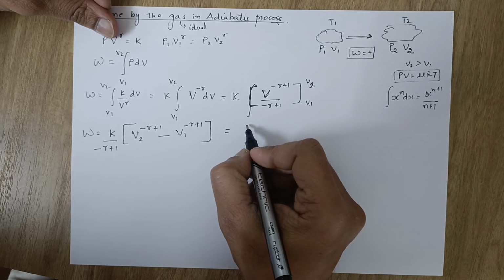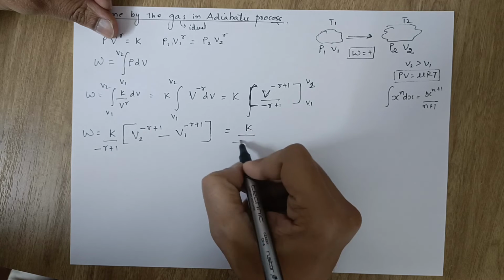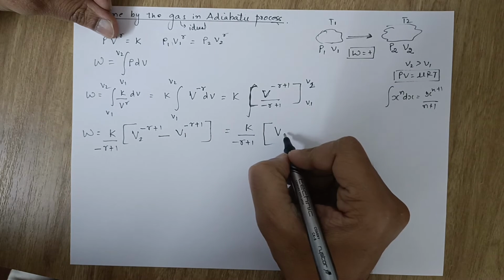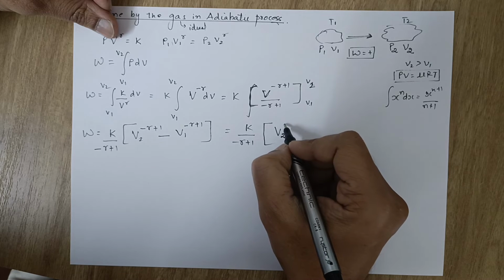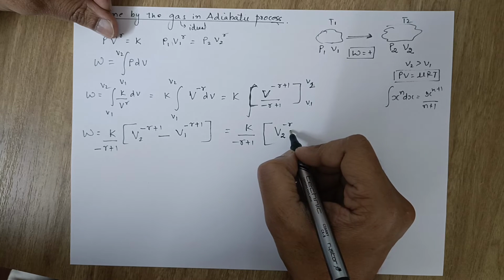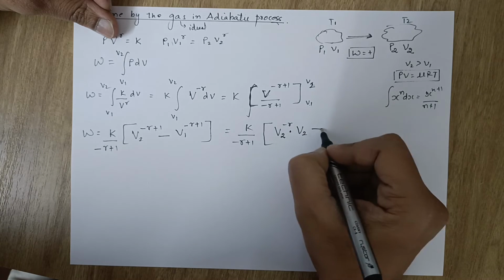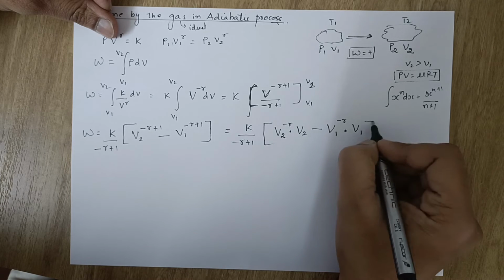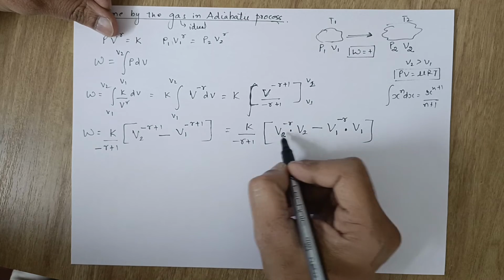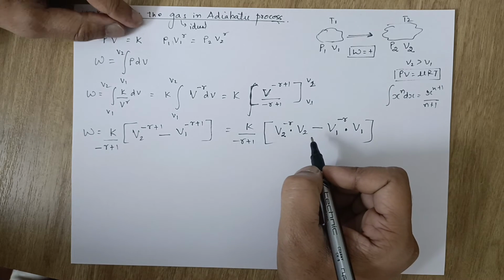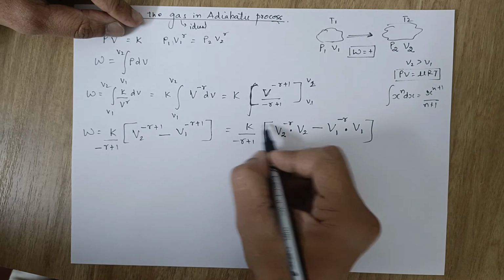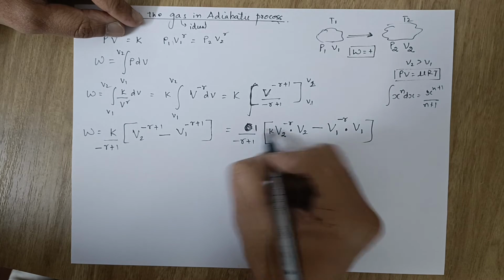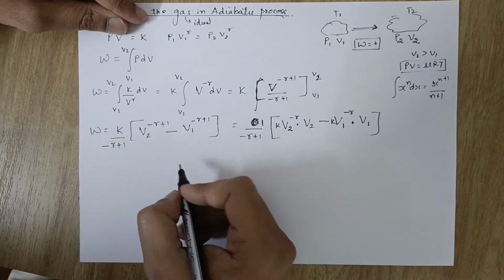Okay, so this is again K times 1 upon minus gamma plus 1. Now this can be written as V2 raised to minus gamma times V2 minus V1 raised to minus gamma times V1. I hope you have understood this well, because when the bases are the same, the powers get added up. Now I'm going to push this K inside, so I'm going to remove this K from here, and K is going to get multiplied over here. You will understand why I did that.